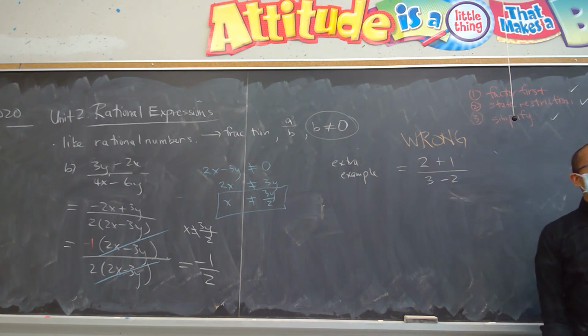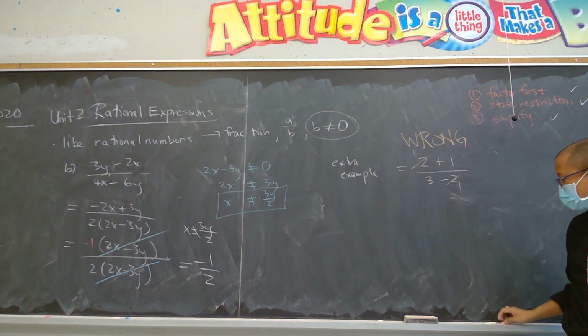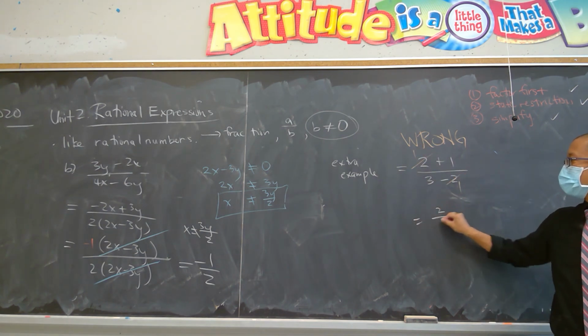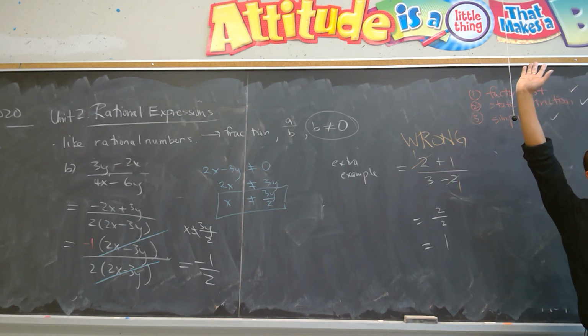Watch what I'm going to do. I see a 2 here, I see a 2. Well, let's just get rid of those. Yeah, get rid of those. I get 2 over 2. That's 1. What? Score.